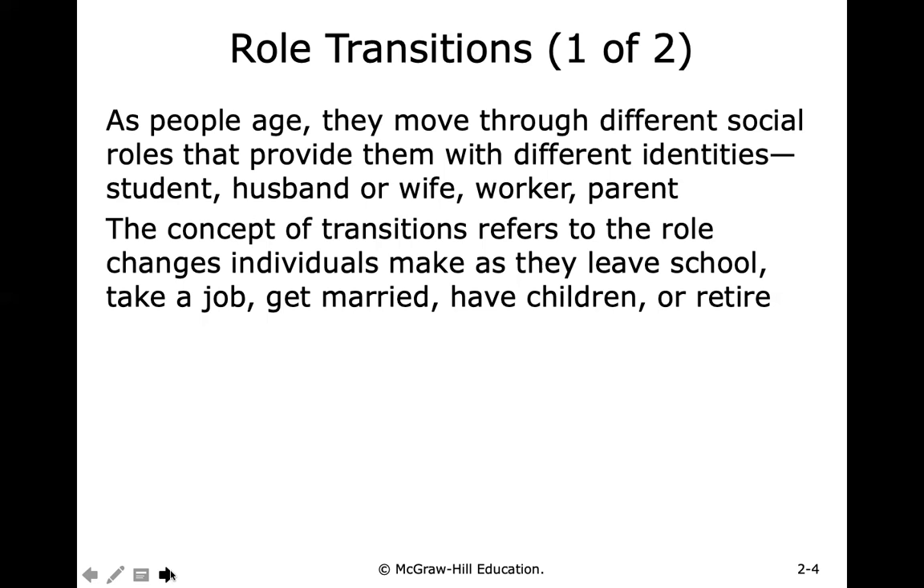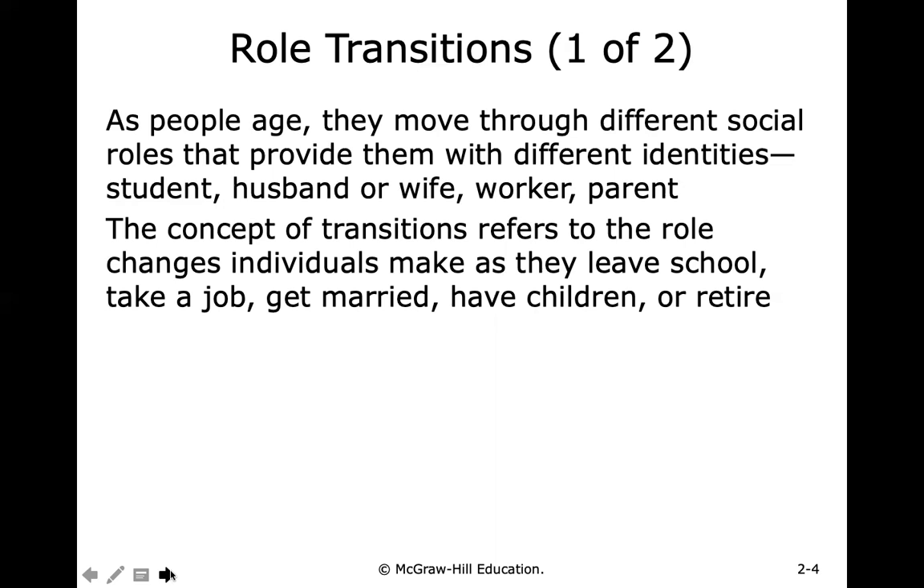This concept of transitions does refer to the role that changes the individual and how that role change occurs as they leave school, as they take a job, as you get married, as you have children, or as you retire. So you may be a student for some time and then you graduate. So then your role transition is student to graduate. Then hopefully at the end of graduation, you have yourself a pretty nice job, or you have yourself a pretty mediocre job, whatever the job is. Then you are a worker, you're an employee.